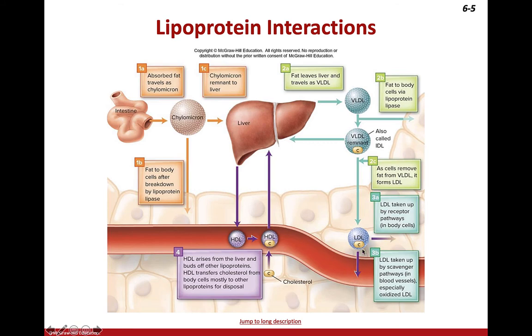Here we see oxidized LDL, and here's where we start to see the risk factor of the cholesterol that will potentially form plaque. Now, if we look at the HDL, that comes from the liver, and it's going to bud off of other lipoproteins. And notice what it does here. It picks up cholesterol from the body, and then it takes it to the liver for disposal.